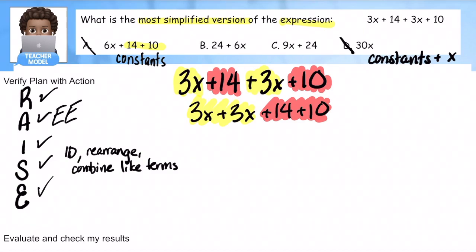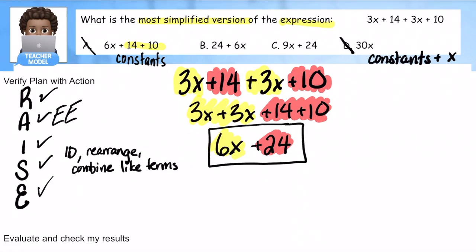3x's plus 3x's, that will give us 6x, so we're down to 1 term. And 14 plus 10, combine them together, 14 plus 10 gives us 24. So we're now down to just 2 terms, which makes sense. Just by scanning it, we knew it was going to be 2 terms because we had constants and we had x's. So now let's take a look and see what we notice. We have 24 plus 6x. I see the 6x and I see the 24, so B looks like it's the correct one.